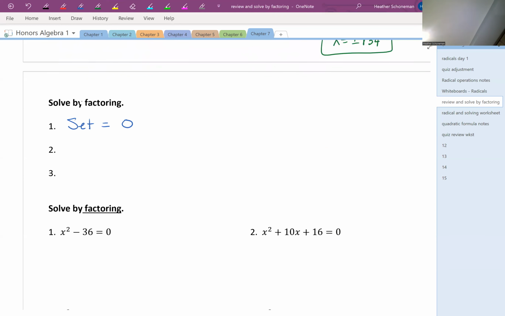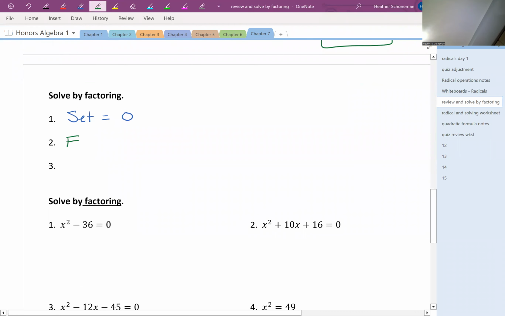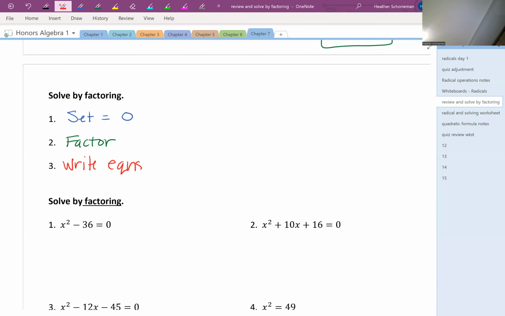And the next step is to factor. And the last step is going to be write equations and solve. Now, that seems like more than one thing to do. However, I think once you start practicing these and start doing them, this write equations and solve, it's effortless and it's not like an event. You just kind of write down the answer.